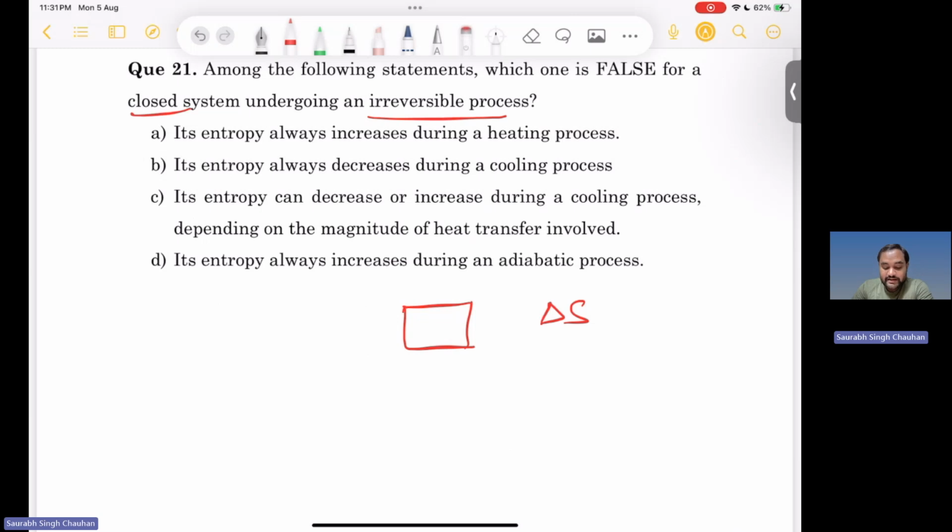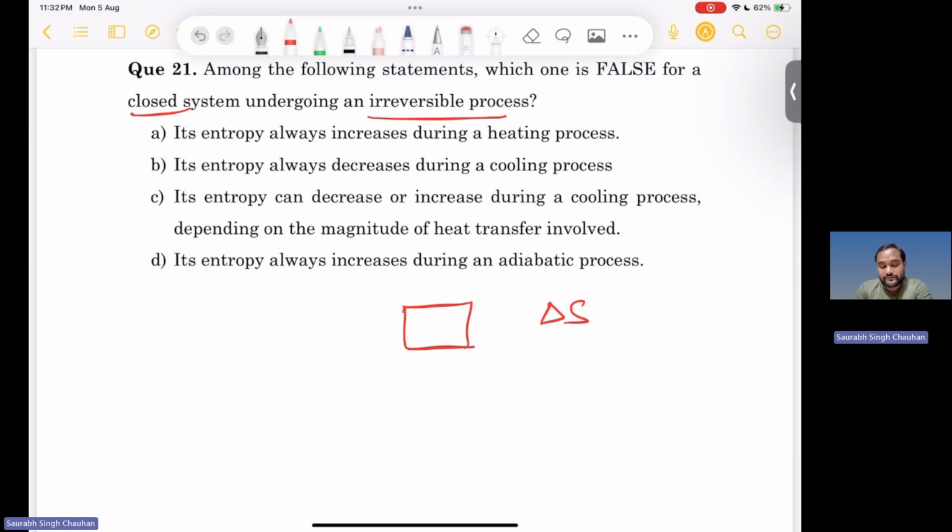Second statement, its entropy always decreases during a cooling process. During a cooling process, the heat will be rejected. So entropy will also reduce because of the heat rejection. But there is some irreversible process going on, so because of irreversibility, the entropy will be generated. So this entropy rejection plus entropy generation, the total of this can be either positive or negative, depending on how much the process is irreversible.